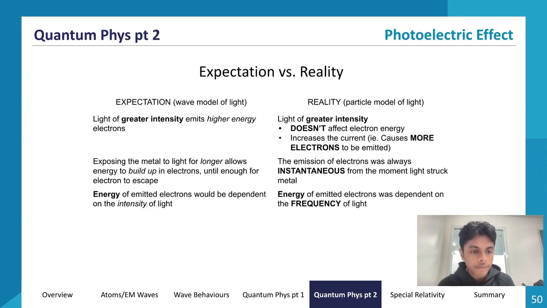And then the next one is that the energy of emitted electrons would be dependent on the intensity of light. The reality is that the energy of emitted electrons was dependent on the frequency of light, because frequency dictates energy following E equals hf. So frequency dictates energy, not intensity. Intensity dictates the number of photons.